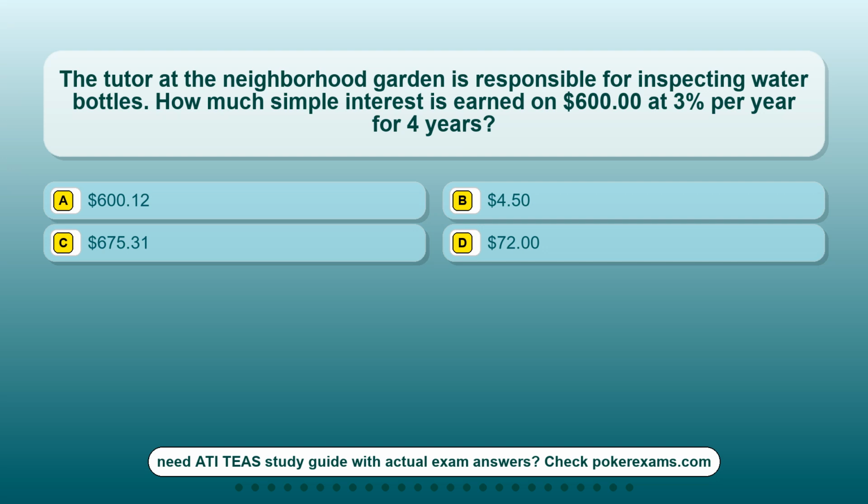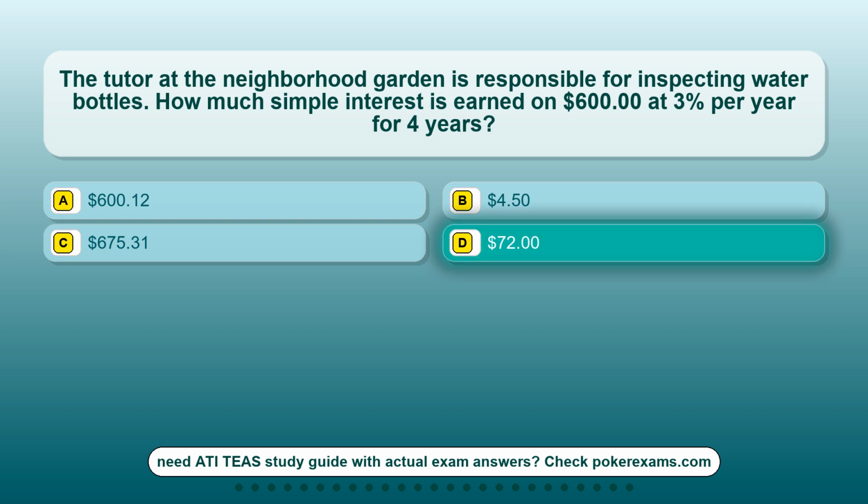Question 9. The tutor at the neighborhood garden is responsible for inspecting water bottles. How much simple interest is earned on $600 at 3% per year for 4 years? Option A, $600.12. Option B, $4.50. Option C, $675.31. Option D, $72. The correct answer is option D, $72.